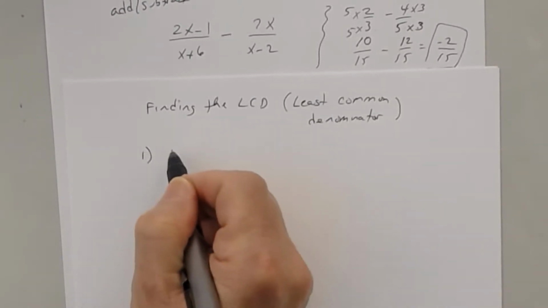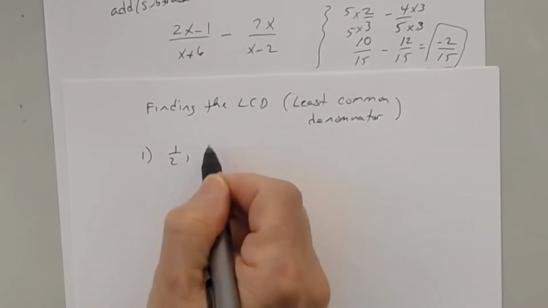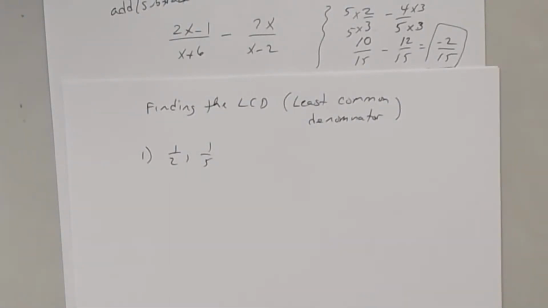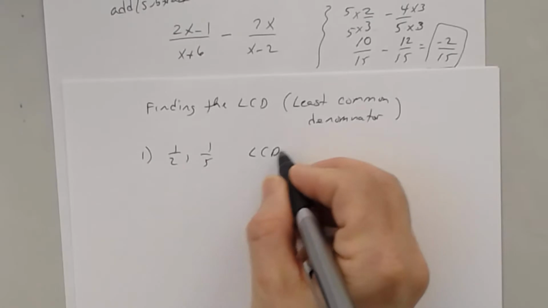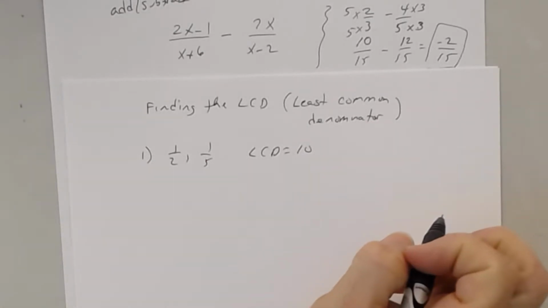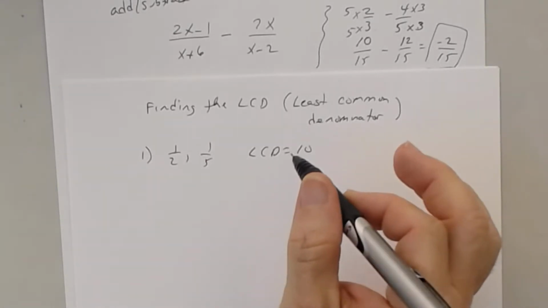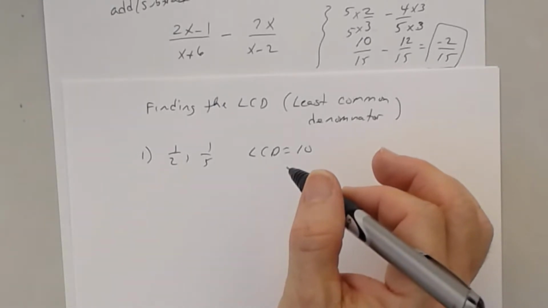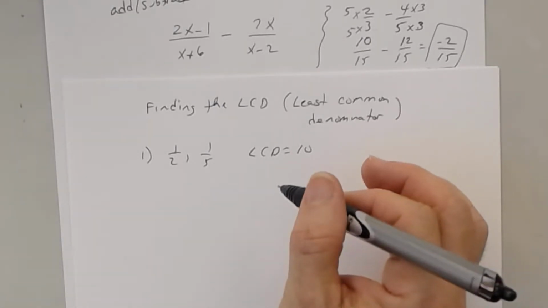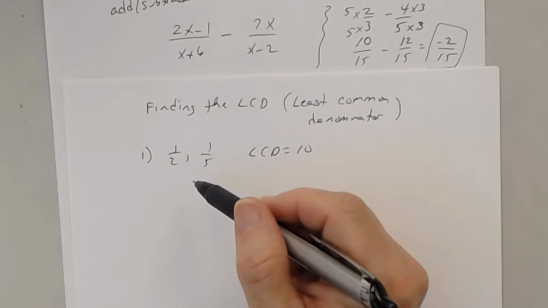So number 1, suppose I had 1/2, comma, 1/5. Suppose those two are my fractions. What would be the least common denominator of those two denominators? Huh? 10. 10 will be the least. All right, so your LCD would be 10, right? So 10 would be the smallest common multiple.